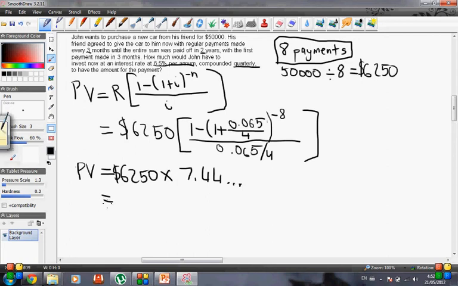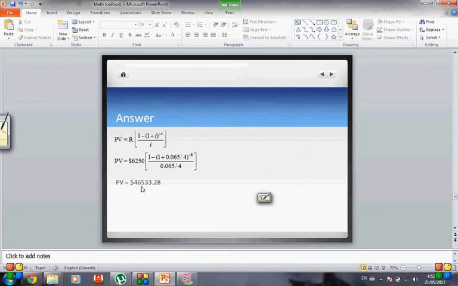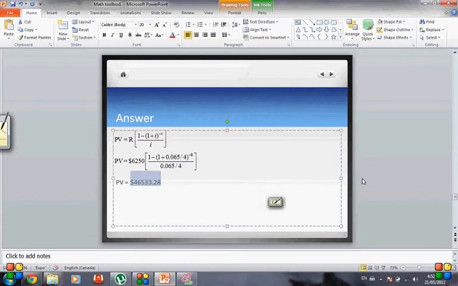So when you multiply this by 6,250, your present value is equal to $46,533.28. That is how much John would have to invest. Let's check if our answer is correct. Yes, it is. We have that much.